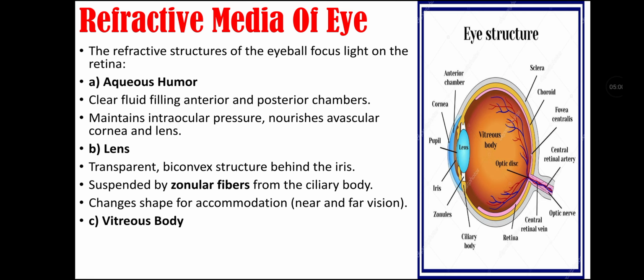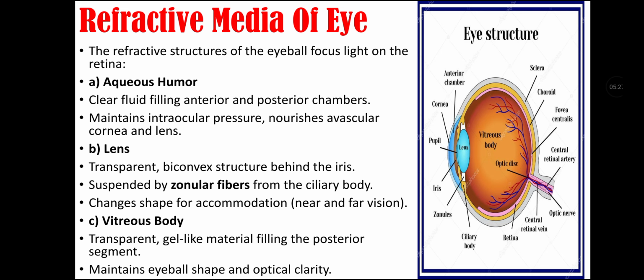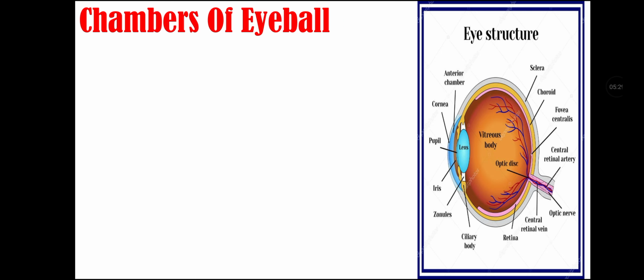Then there is lens, that is also included in the refractive media of the eye. It is a transparent biconvex structure behind the iris. This lens is suspended by zonular fibers from the ciliary body. This lens changes shape for accommodation, that is for the near vision and for the far vision. Then the third refractive media of eye is vitreous body. It is a transparent gel-like material that is within the posterior segment of the eye. It maintains eyeball shape and optical clarity.